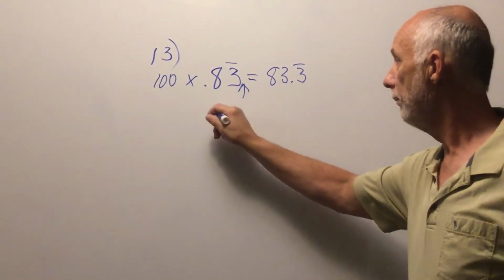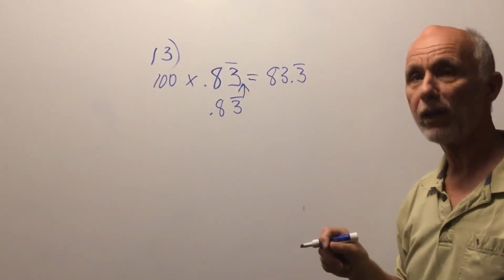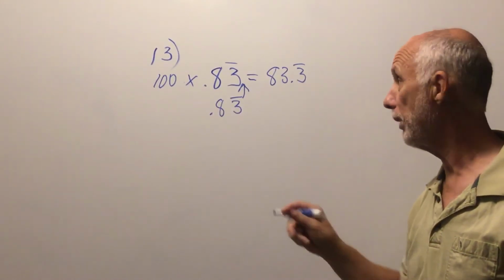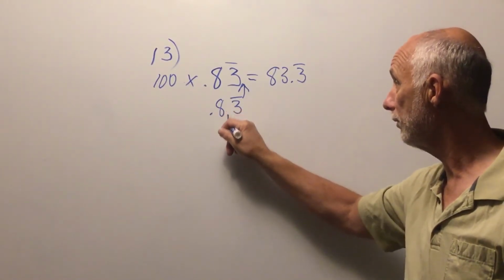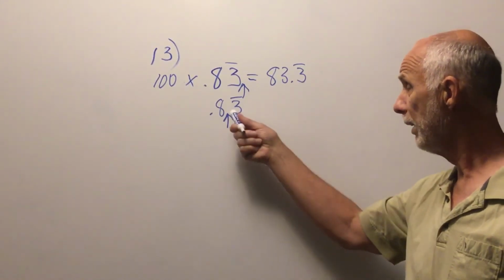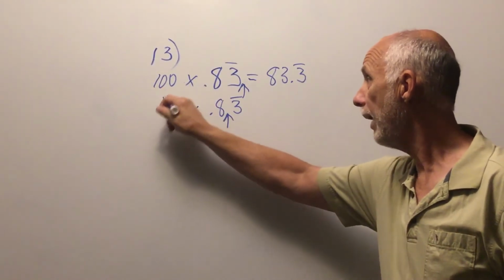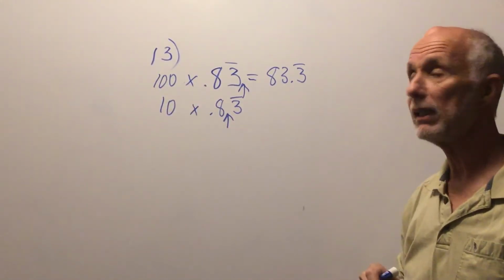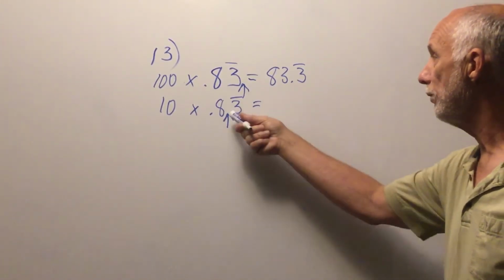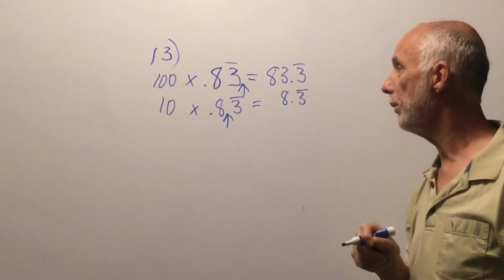Now on the bottom, I want to move the decimal so that it's directly in front of what's repeating. It's already in front of what's repeating, but it's not directly in front of what's repeating, so I want to move it to there. And again, to move it to there, I have to multiply by 10 to the first power, which is 10, because I had to move it one place. And by the way, when I do move it one place, it becomes 8.3 with the 3 repeating.